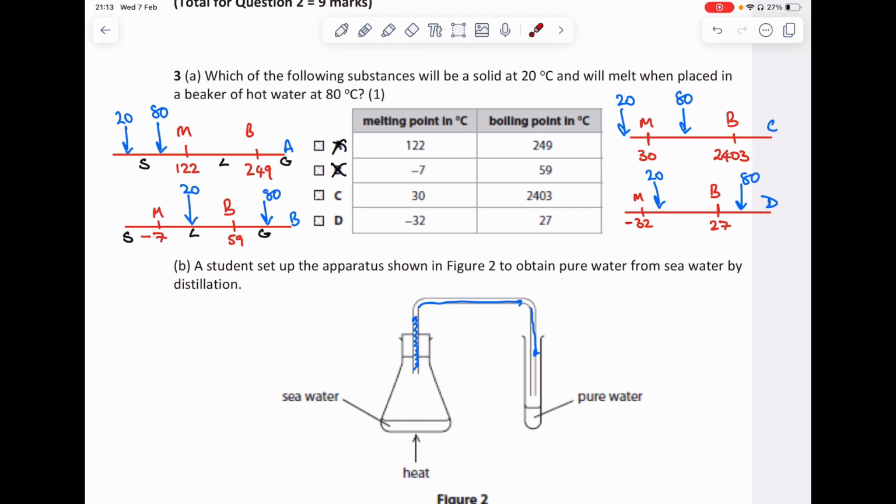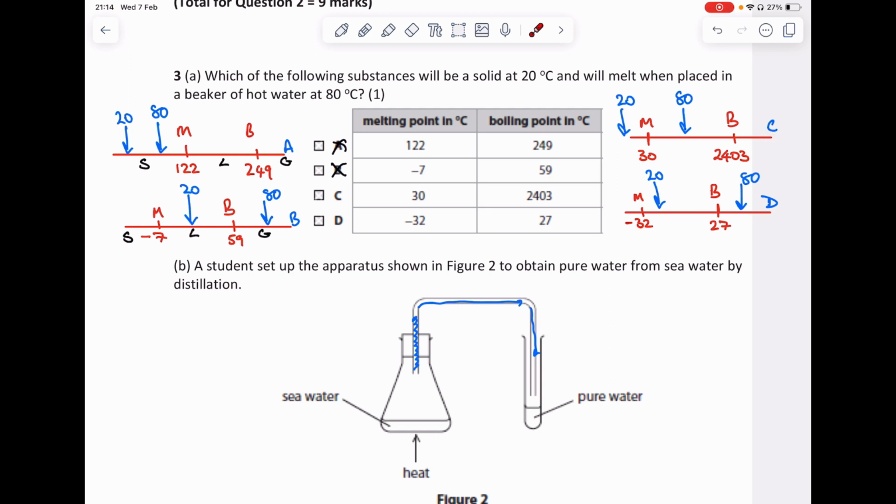Let's try C. C is going to be a solid up to here, so that's right, at 20 degrees. Then it's going to melt at 30, and then it's going to be a liquid, so at 80 degrees it will have melted, so that fits in because it only boils at 2403. So C is looking correct.